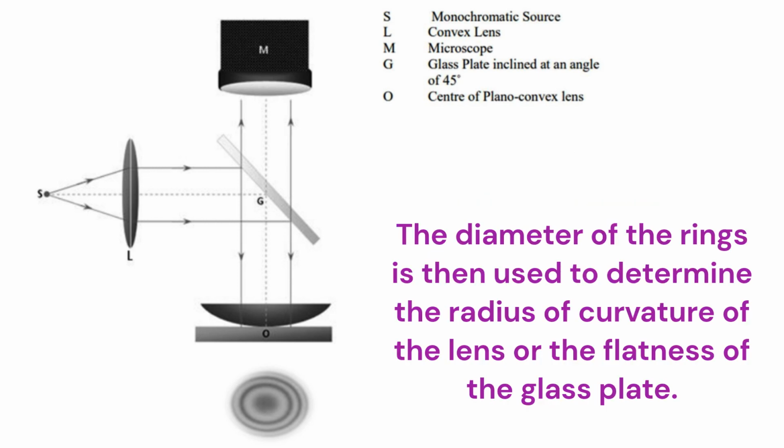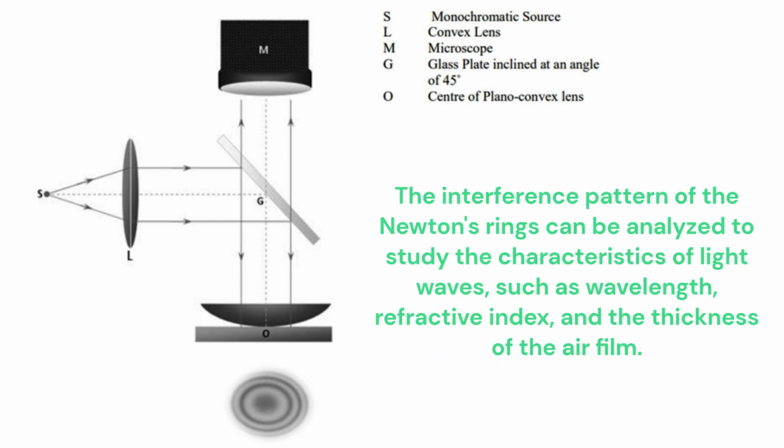The diameter of the rings is measured using a calibrated eyepiece or a measuring scale. The diameter of the rings is found to increase as we move away from the point of contact between the lens and the glass plate. The diameter of the rings is then used to determine the radius of curvature of the lens or the flatness of the glass plate. The interference pattern of the Newton's rings can be analyzed to study the characteristics of light waves, such as wavelength, refractive index, and the thickness of the air film.